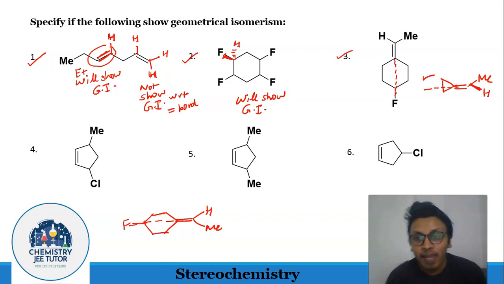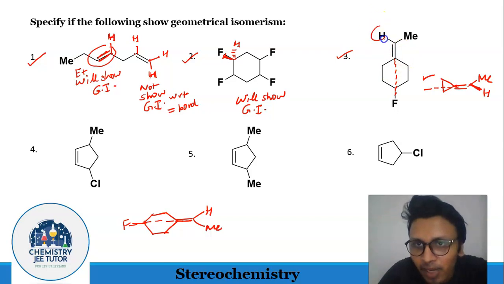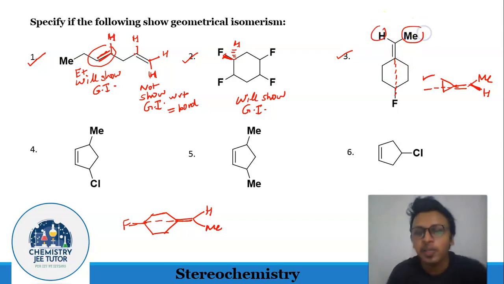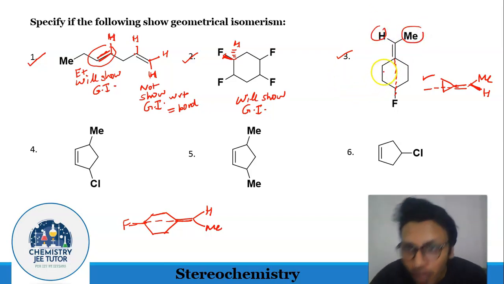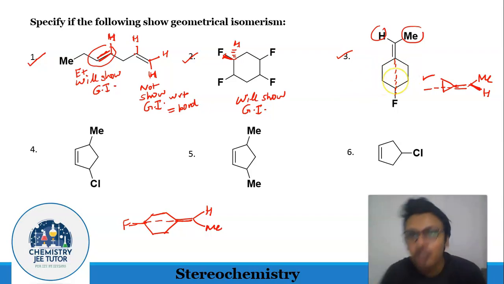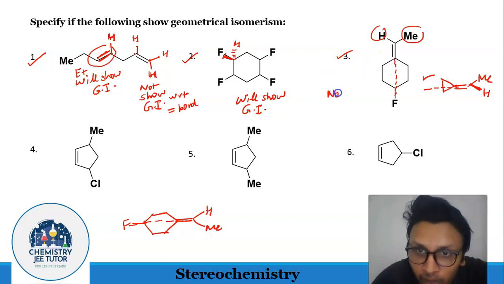Now again with respect to the double bond, what I said is that different functional groups must be attached to it. Here we have a hydrogen versus methyl competition. Fair enough, different functional groups attached to it. But in here we have a CH2 versus a CH2. So it is the same functional group attached to it. So this will not show geometrical isomerism. Got my point?